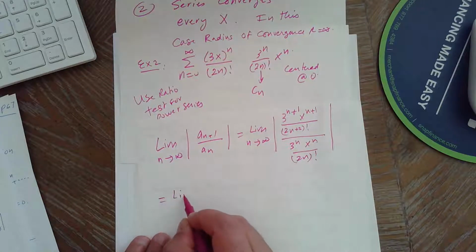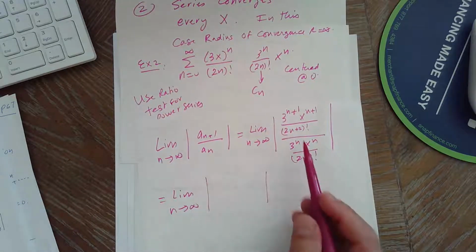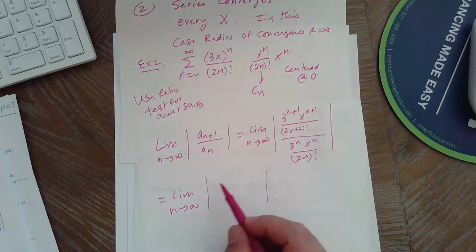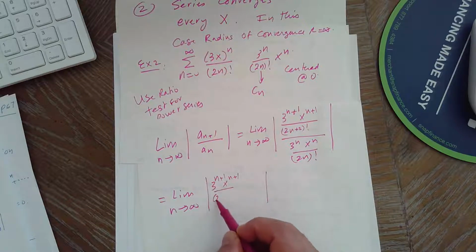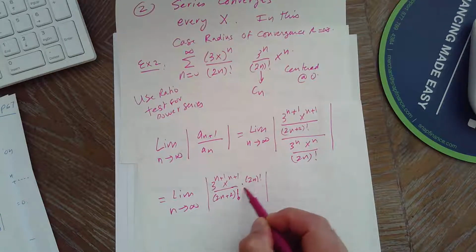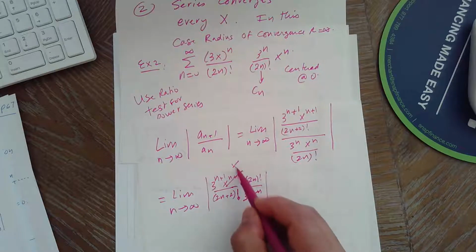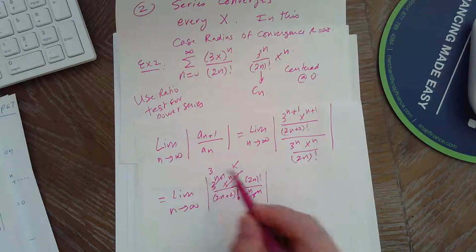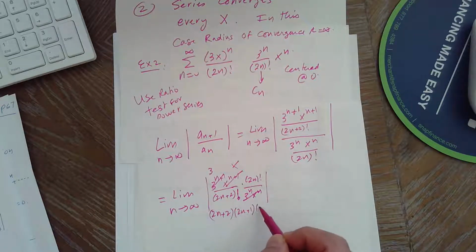So the limit as n goes to infinity of the absolute value, and we multiply by the reciprocal. We have 3 to the n plus 1, x to the n plus 1 over 2n plus 2 factorial, times 2n factorial over 3 to the n, x to the n. That gives me an x, and that gives me a 3 up there, 3x.